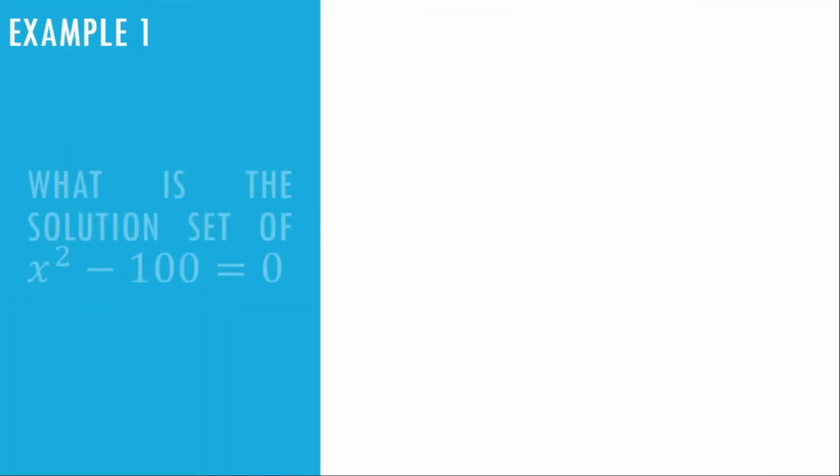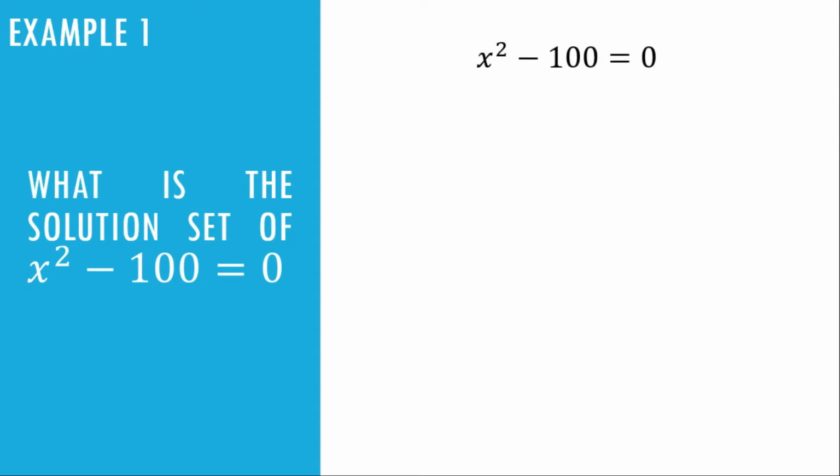So example 1, what is the solution set of x squared minus 100 is equal to 0? Ibig sabihin ng solution set ay yung mga number na kapag sinubstitute mo kay x, magsasatisfy yung ating equation. So, pag may number kang sinubstitute kay x, dapat mag-equal yan kay 0. So, try nating isolve yon by completing the square.